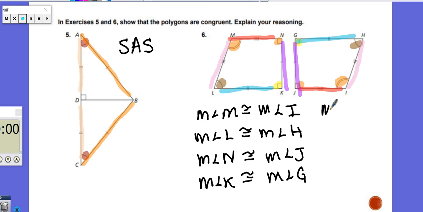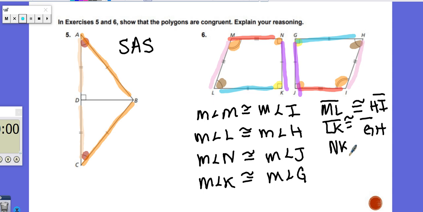Now let's do the sides. Line segment ML is congruent to line segment HI. Line segment LK is congruent to line segment GH. Line segment NK is congruent to line segment GJ, and line segment MN is congruent to line segment JI. And we're done. So since we showed that all the corresponding sides are congruent, we're good.